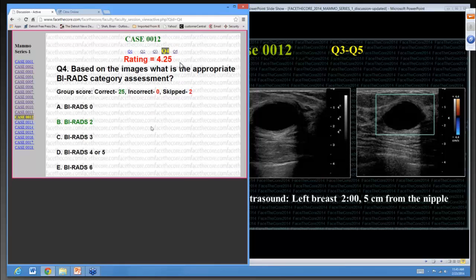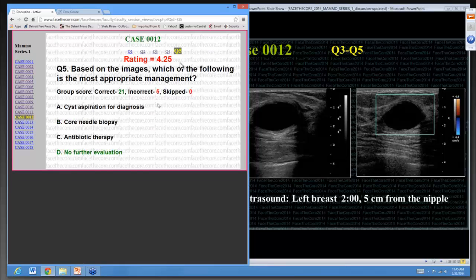Based on the images, what's the appropriate BI-RADS category assessment? All of you guys got this right. BI-RADS 2, it's a benign finding. Nothing further needs to be done. Sometimes we'll aspirate the cyst for symptomatic relief for a patient that may have discomfort, but these can be left alone.